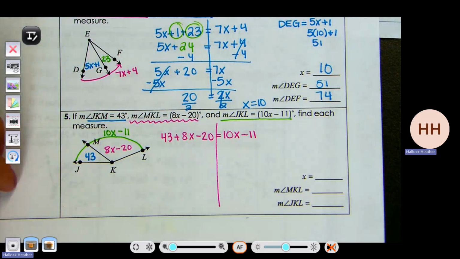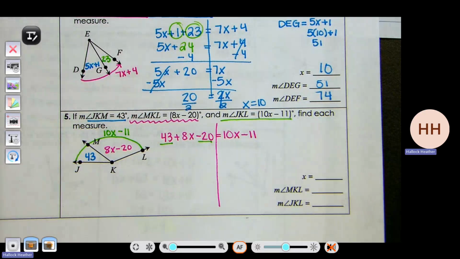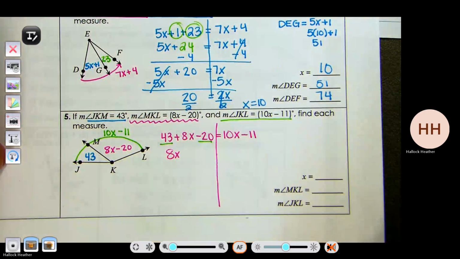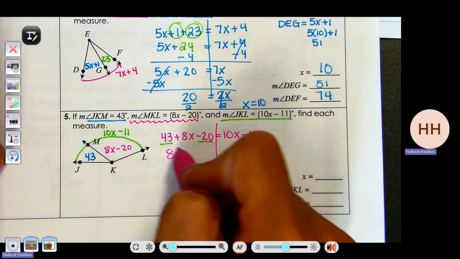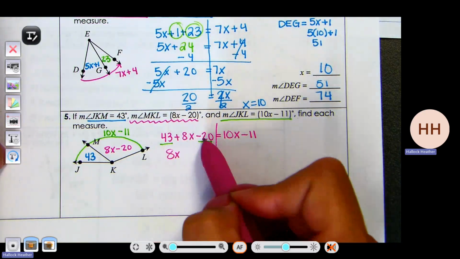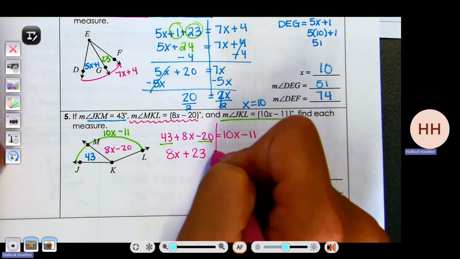Most people during first period combined these and they were like, it's 63. You should not be bringing down a 63. What should you bring down? 23. Because numbers and numbers go together. 43 minus 20 is positive 23.